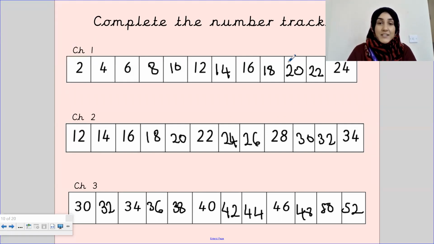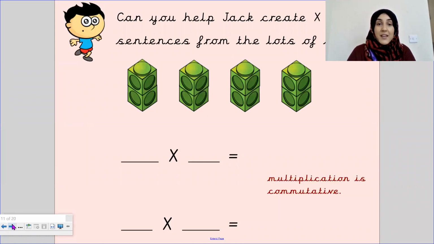Okay, Morris class, in front of you, you can see that the number track has been completed in case you were stuck on a few missing digits. Okie dokie. Moving on to the next bit. It says, here is our lovely friend Jack. And it says, can you help Jack create multiplication sentences using the lots of cubes below?